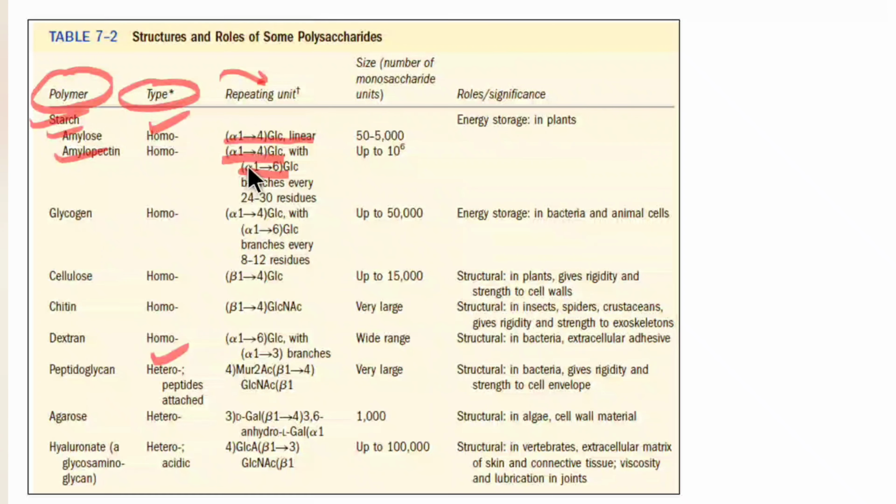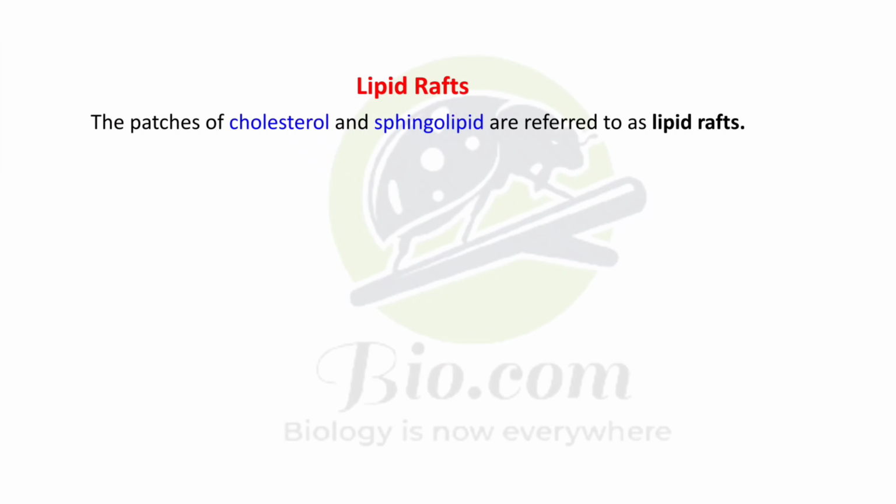So at every branching it has alpha 1,6, and glycogen is a homopolymer and it has alpha 1,4 and also alpha 1,6. Now cellulose is a homopolymer and it has not alpha 1,4, instead beta 1,4, and chitin, dextran. So you have to remember all of these. Now the lipid raft, it can be asked what the component of lipid raft is. So basically lipid raft is made up of cholesterol along with the sphingolipid.